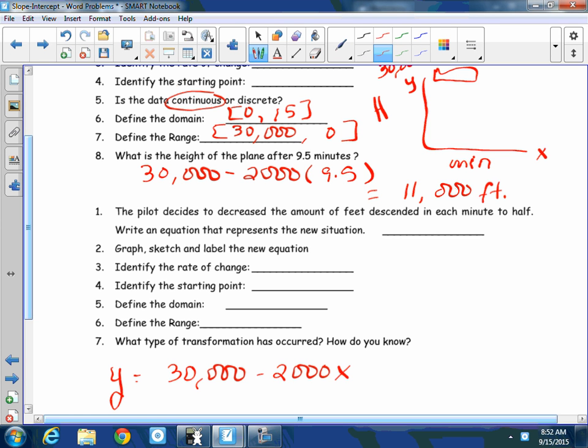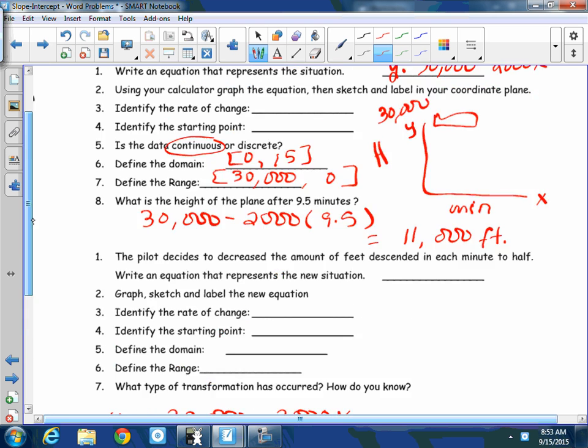All right. The pilot decides to decrease the amount of feet descended in each minute to half. So what does that mean? Let's read it again. The pilot decides to decrease the amount of feet descended in each minute to half. Raise your hand, because I have too many people talking. Instead of 2,000 feet per minute, now it's going to be 1,000 feet per minute.